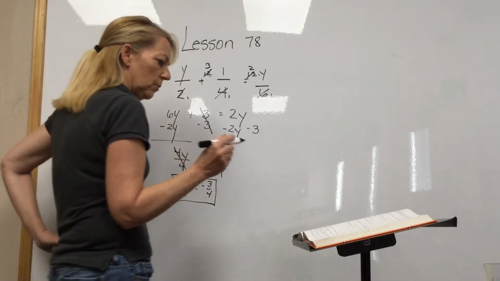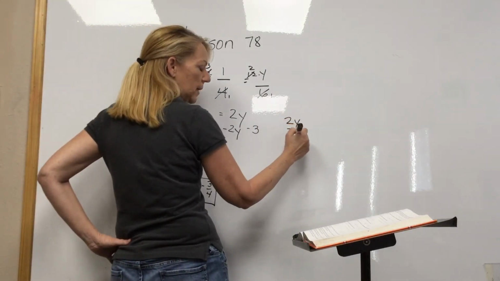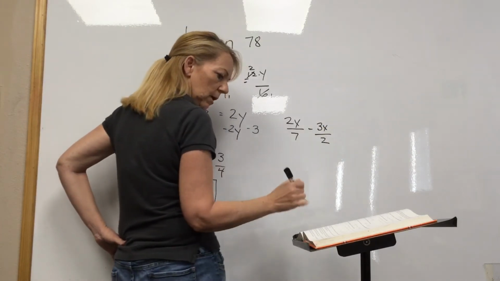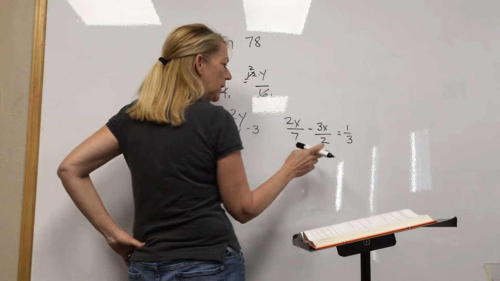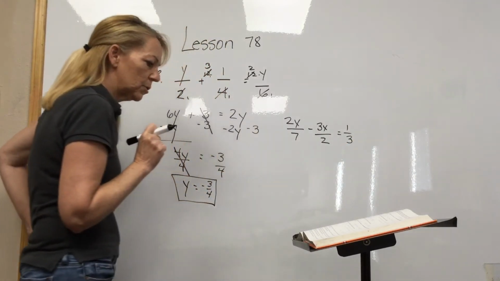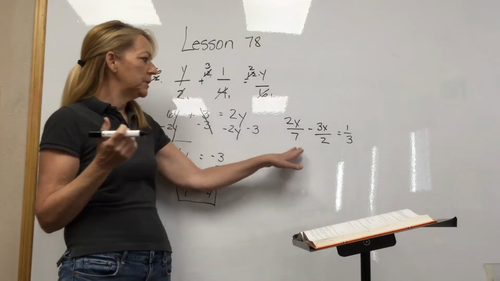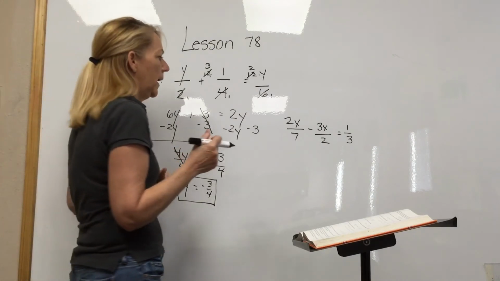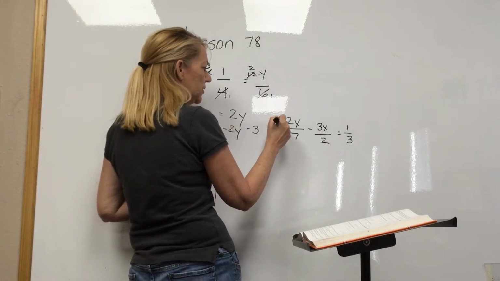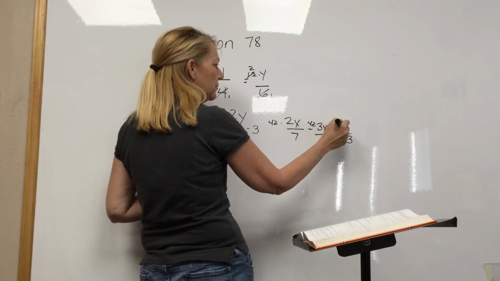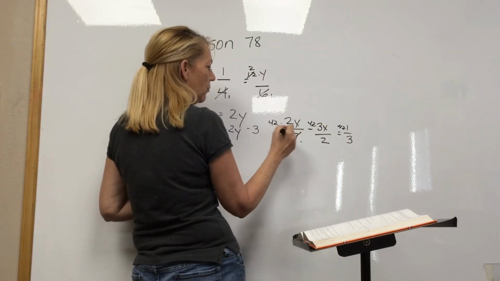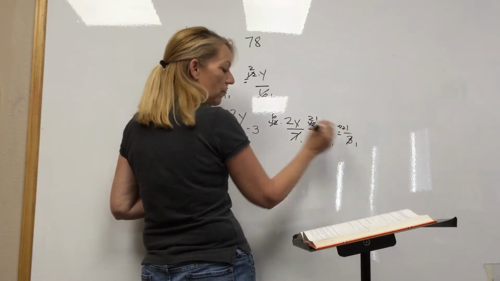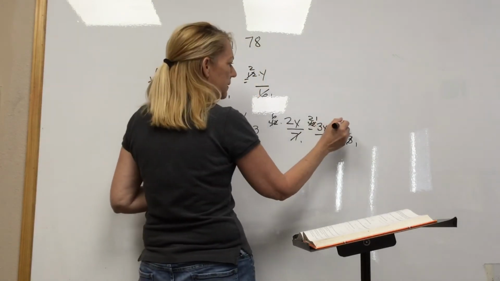So let's do one more. We have 2x over 7 minus 3x over 2 equals 1/3. So I'm looking at 7, 2, and 3, and what number can I get by counting by them that is the common denominator or least common multiple? That would be 42 for each of these. So I'm going to multiply each of these by 42, and that cancels that out and makes that a 1. This is 6. Cancels that out, makes that a 1, makes that a 21. Cancels that out, makes that a 1, makes that a 3, 14.